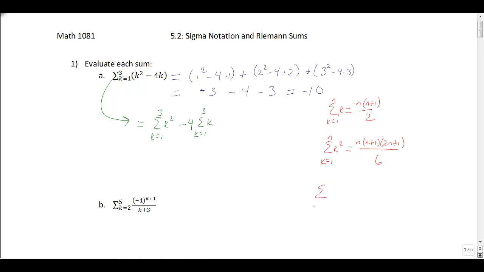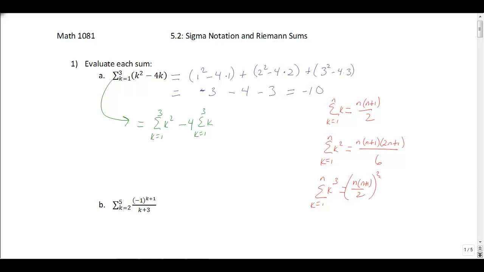And let's just do the other one we're going to use sometimes, which is k cubed. This one actually ends up being the k equals 1 to n of k formula squared. So it's n times n plus 1 over 2, that whole thing squared.